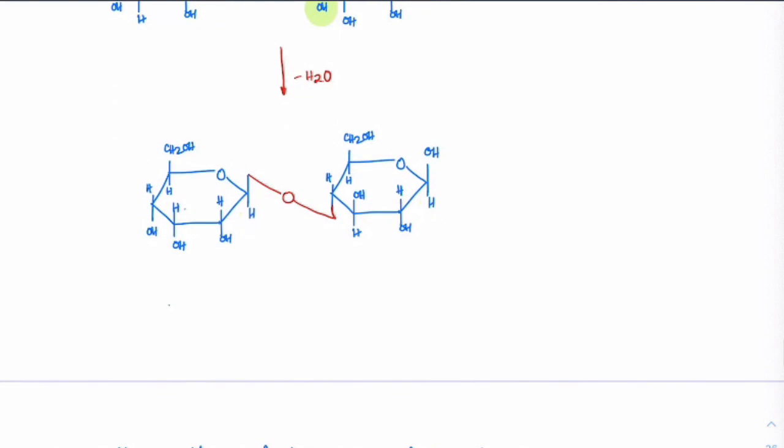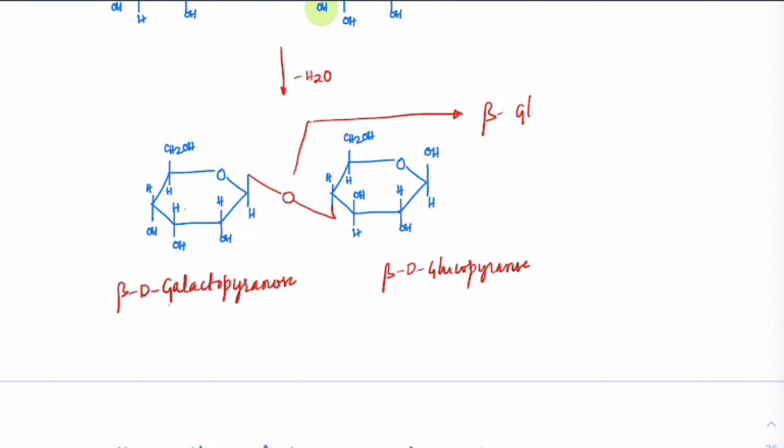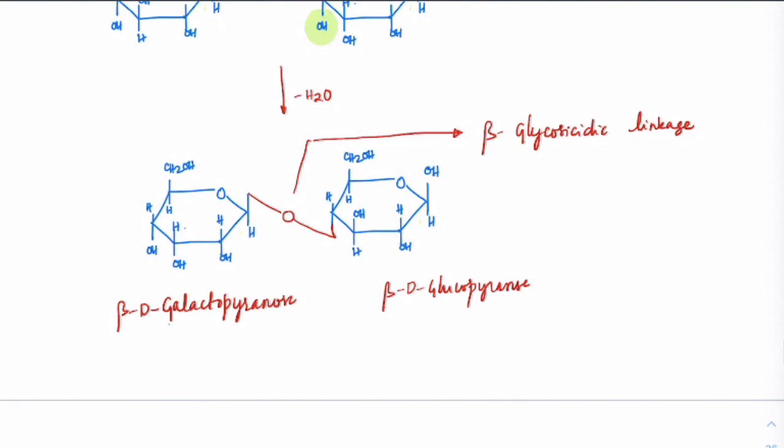Got it? So here this is beta D-galactopyranose, and this was beta D-glucopyranose. And what about the connection here? This connection is a beta glycosidic linkage. Again, I don't write beta comma beta because both of them are beta only. If they are different, like one is alpha and one is beta, then we will show it as alpha, beta.